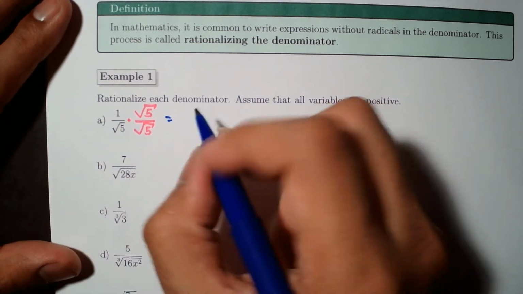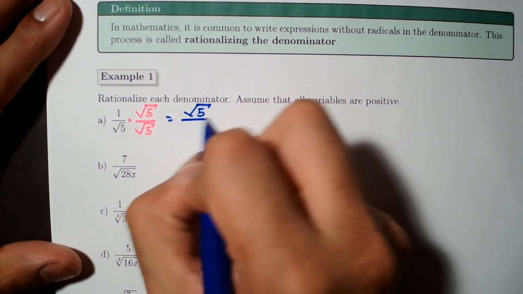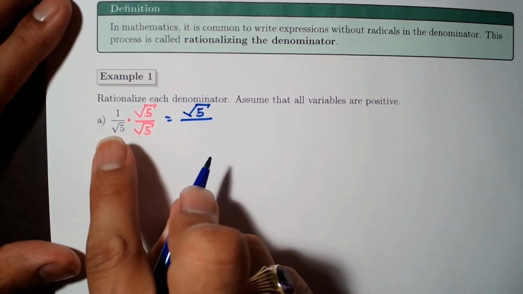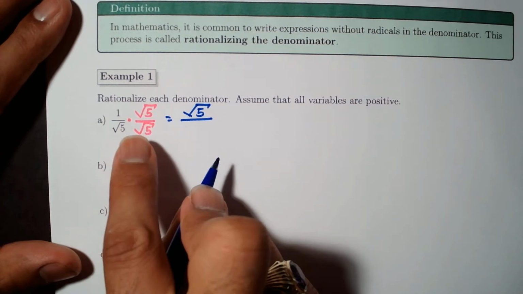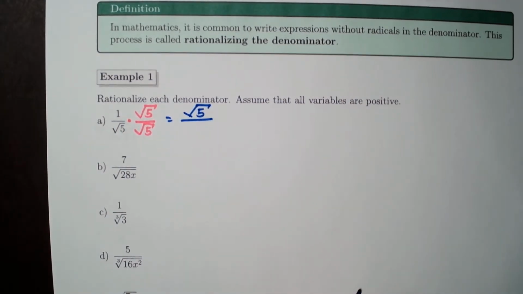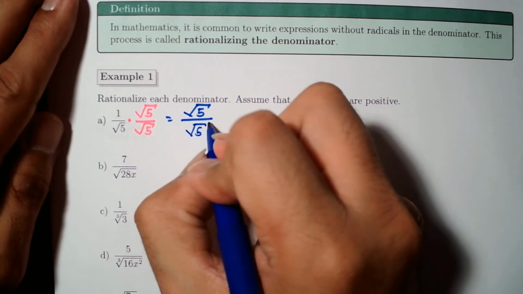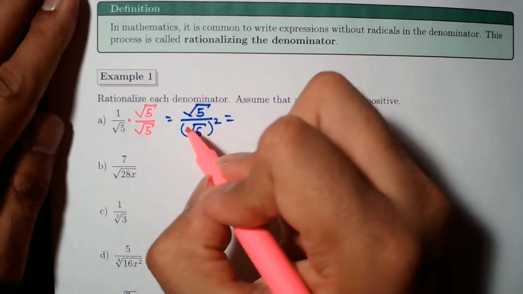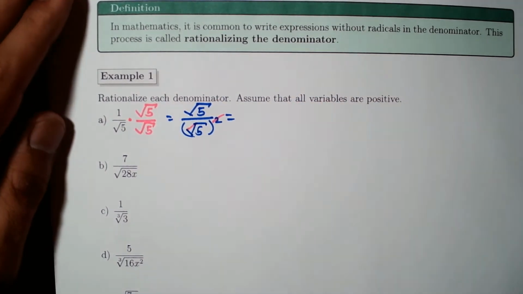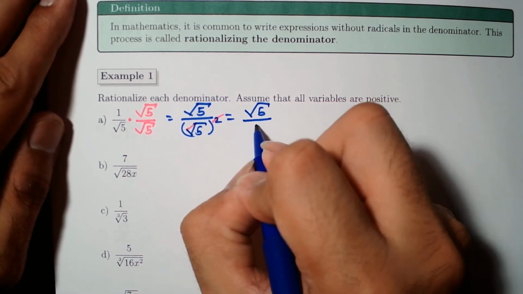1 times root of 5, that's root of 5. And in the denominator, it's square root of 5 times itself. That's simply going to be, yes, that is correct, because square root of 5 quantity squared, that's basically what you want to do here. Cancel the index of the radical with the power to give us square root of 5 over 5.